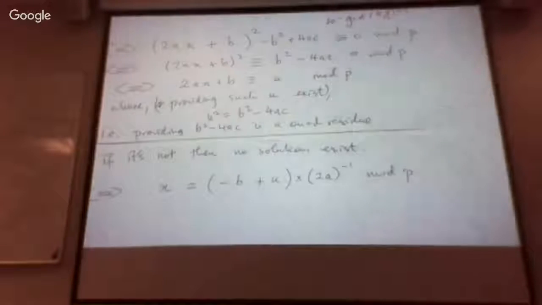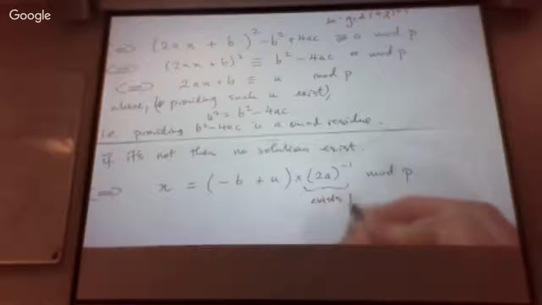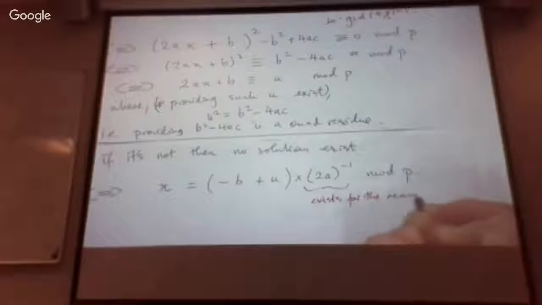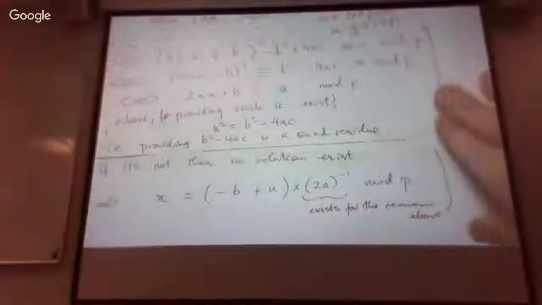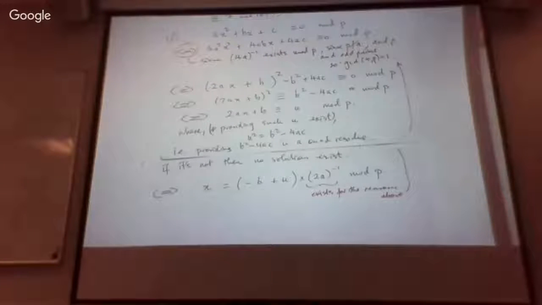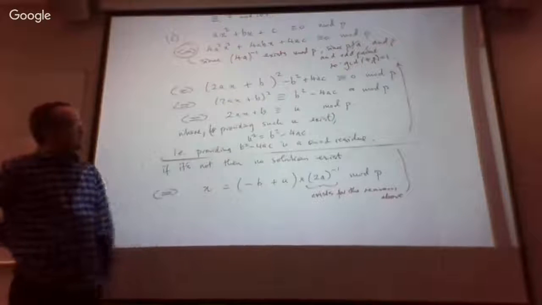And again, the inverse of 2a exists for the reasons above. The reasons we explained for the existence of the inverse of 4a are the same things that say that the inverse of 2a exists. I think we've addressed that equation. We've shown that the congruence has solutions if and only if the thing is a quadratic residue. If you can find these u's, you can put them into that expression, and they'll give you a solution x.